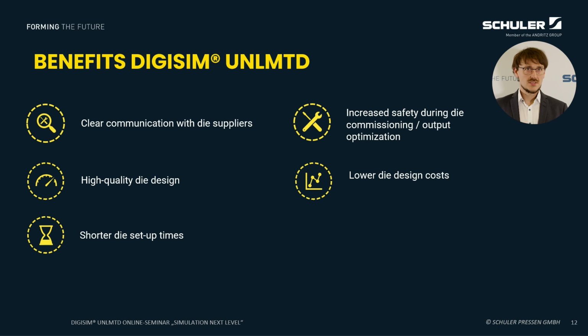Reduced die design costs can be realized through early detection of potential interference contours or improvement steps, and the ability to increase the output of the overall system by an average of 40%. We make this possible by optimizing all movements in the 3D simulation. With this summary, we have reached the end of our presentation.